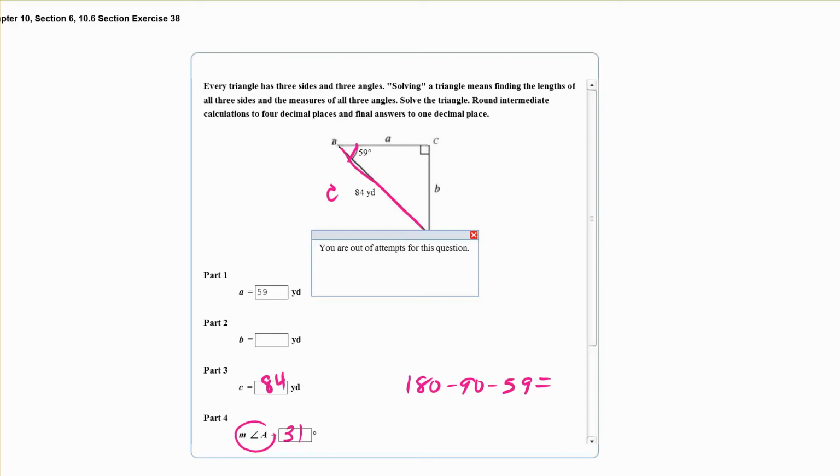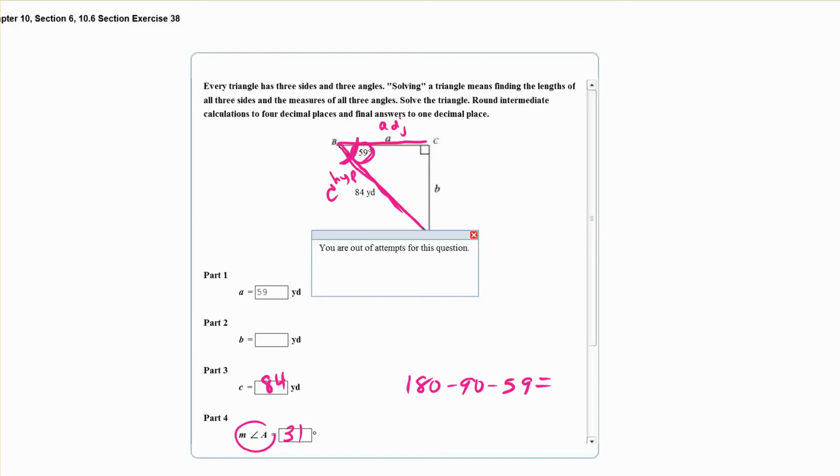Come from the perspective of the angle that they've given you, the 59 degrees, and mark side A in perspective to that angle as either being opposite, adjacent, or hypotenuse. Side A is adjacent to angle B because it's coming out of the angle and it's touching the angle. The other side that I know that's marked is side C, 84 yards. Now this is the hypotenuse because it's across from the right angle.